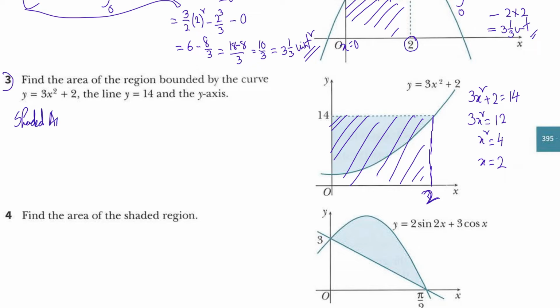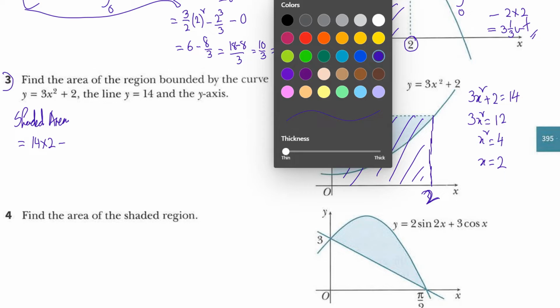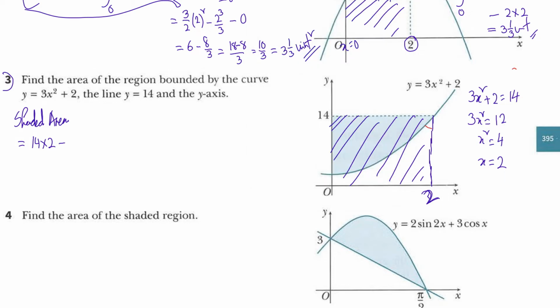The shaded area for question number 3 is 14 into 2, which gives us the whole area, I mean the dotted line into the rectangular area, minus the area under the curve, which I'm going to mark here in red color. That part we need to subtract. So we need to write the equation 3x squared plus 2, dx, with limit from 0 to 2, and then we get the shaded area of this question.